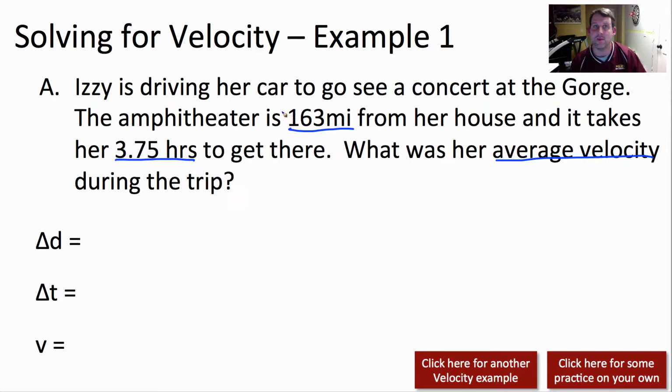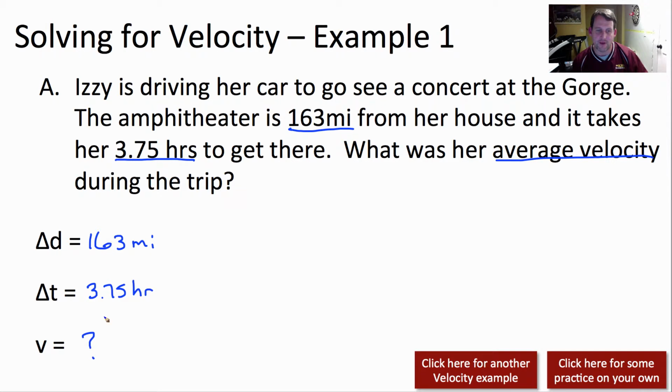So let's start writing in the things we know and don't know. So 163 miles, that's a distance. I know that because it says miles here. So her change in distance, and that's what little delta means, is change in distance, is 163 miles. The 3.75 hours, that's how long it took her to get there. So that's her change in time, 3.75 hours. And then her velocity is unknown and we're looking for it.